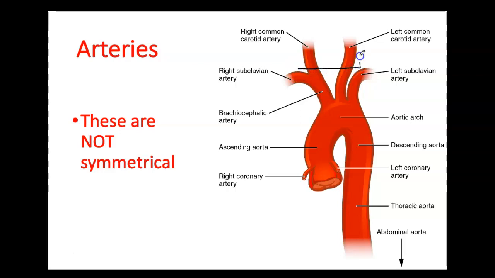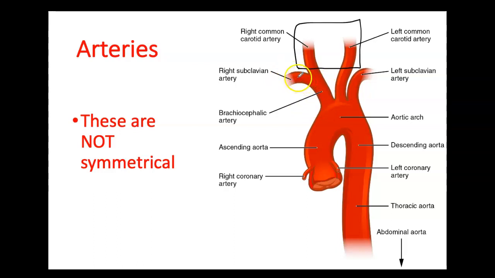these two match. Do you notice? So this is the right common carotid and this is the left common carotid, but the left common carotid is coming off the aortic arch and the right common carotid is not. It's coming off the brachiocephalic. So from here on they look alike, but below they don't.